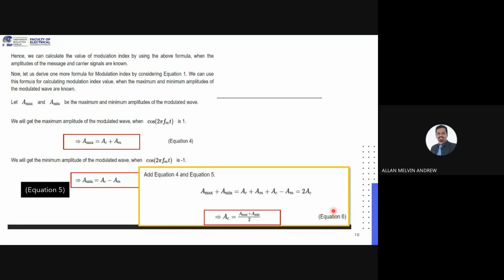So far can follow? Yes, sir. It's just simple mathematics. If you cannot understand, try to replace this with a value, then you can understand better.